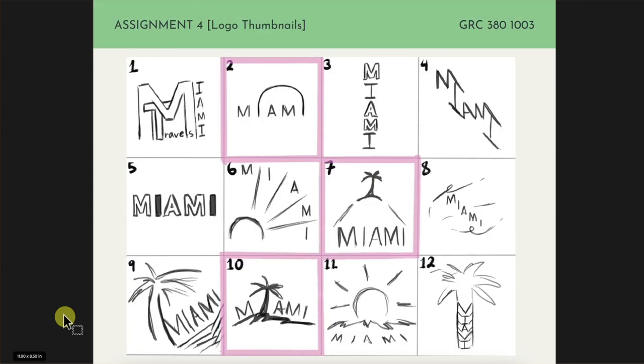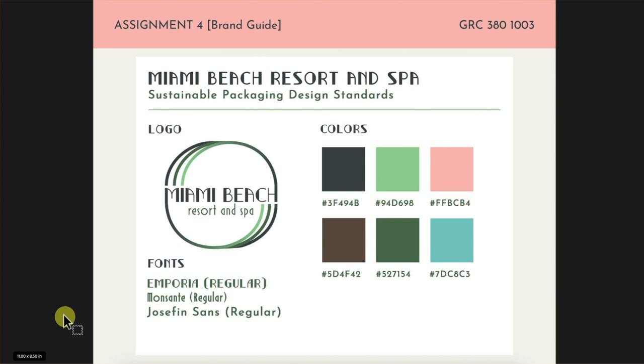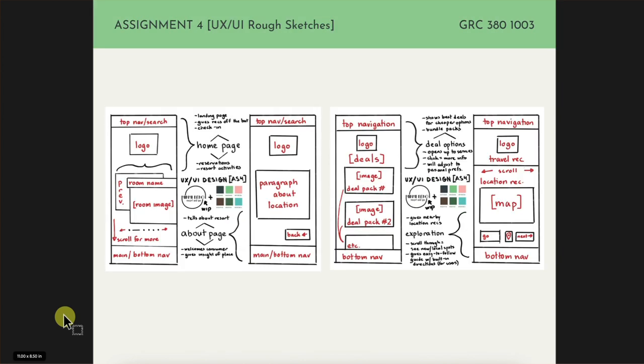Then your logo thumbnails and your logo. So I love this color palette so very much. I love this Emporia font. It is so cool. And it looks really good with Montserrat. Really pretty. Josefin Sans has become one of my favorite fonts. I use it all the time. I love it.